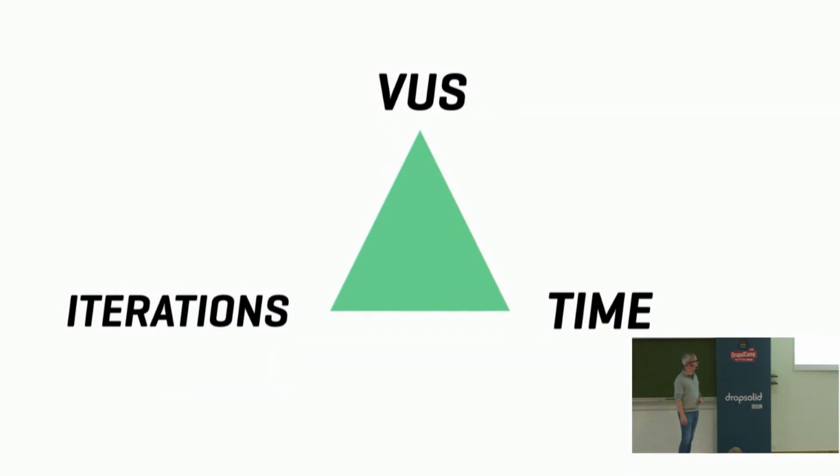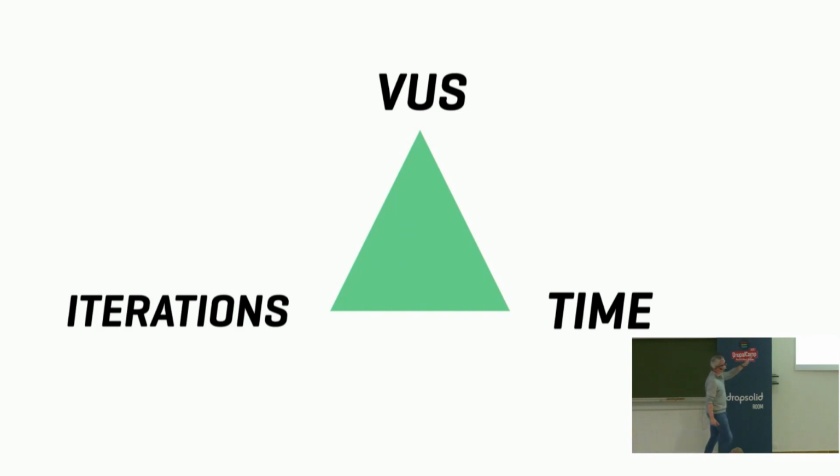And that's where we get to this nice little triangle. I'm not an expert in this matter, but from what I've heard, it's like the CAP theorem. You can choose 2 out of 3. So you can choose the number of iterations you'll do and the time it will run. And the end result, the variable, will be the virtual users, depending on the scenario.